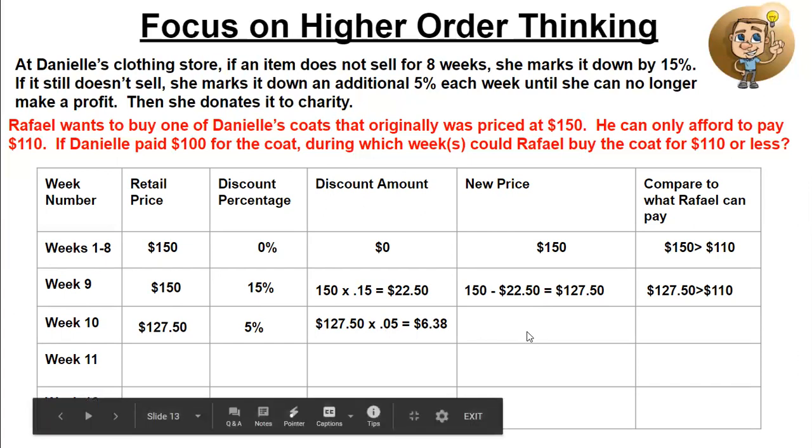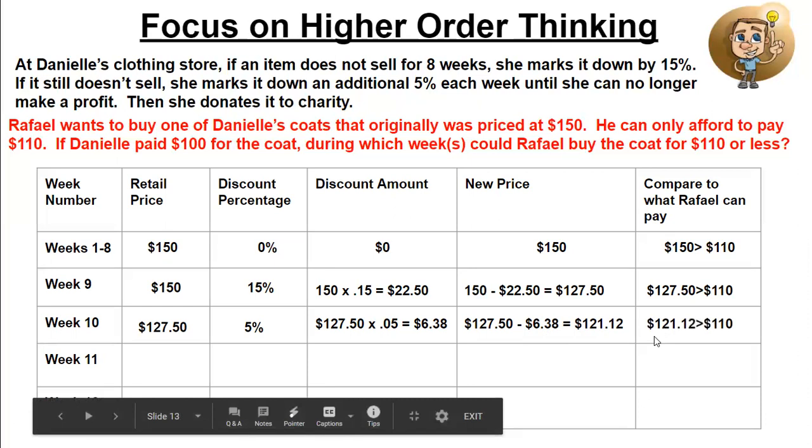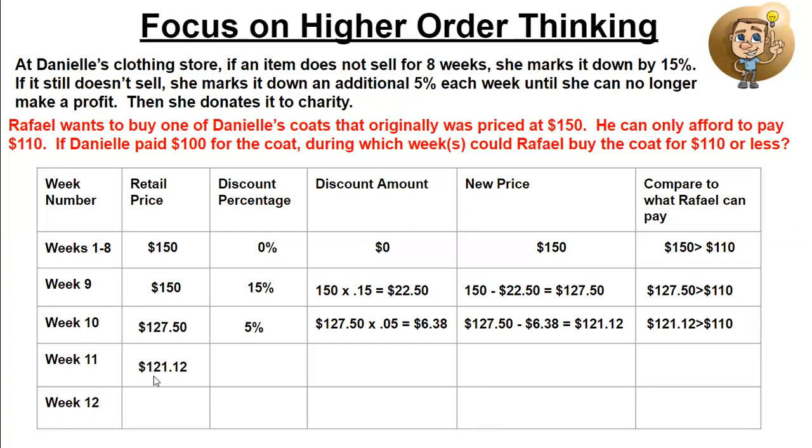So what's the new price? $127.50 minus $6.38. She will now have a new selling price of $121.12. And I hope you're using a calculator for this because that's a lot of math. Now we're going to compare that to what Raphael wants to pay. So the price is $121.12, and he has $110. It's still too high for him. Let's go to week 11. So on week 11, our starting price is $121.12. I encourage you now, pause the video and see if you can fill out the rest of the chart.